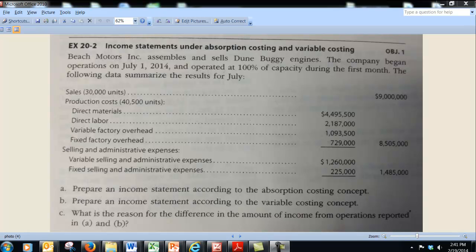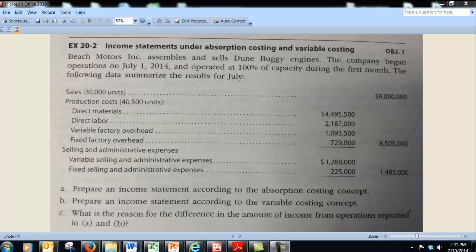Hey guys, let's take a look at this problem. Beach Motors Incorporated assembles and sells dune buggy engines. The company began operations on July 1st, 2014 and operates at 100% of capacity during the first month. The following data summarize the results for July.